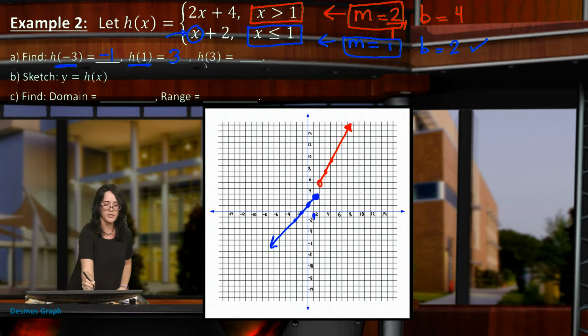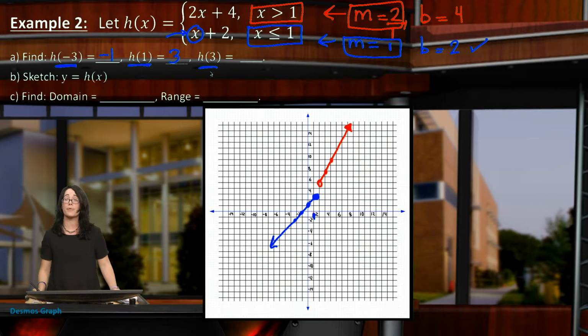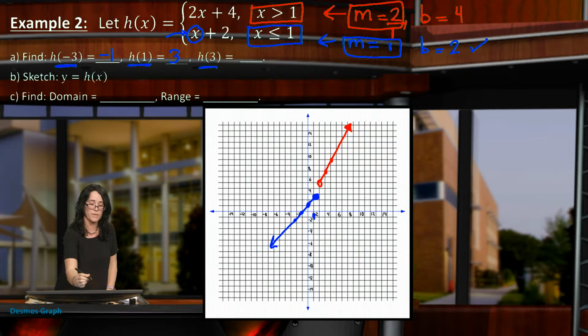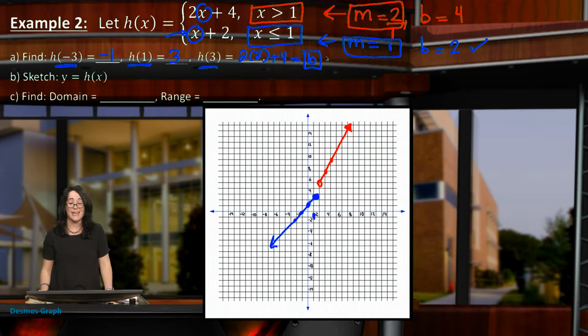And finally, for h of 3, when we put an input of 3, which piece would that be? So if x is 3, well, yeah, that would be an x value greater than 1. That's the first piece. So we put it into our first piece this time. 2 times 3 is 6. And adding 4 to 6, we would get 10, following our order of operations there. So what we're saying there is that when x is 3, when our input is 3, y is 10. Our output is 10.